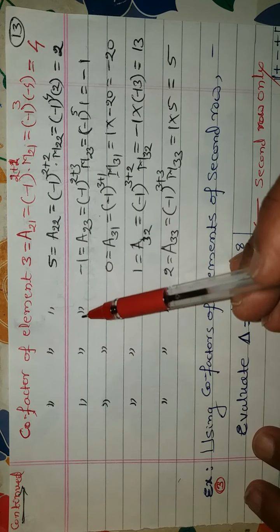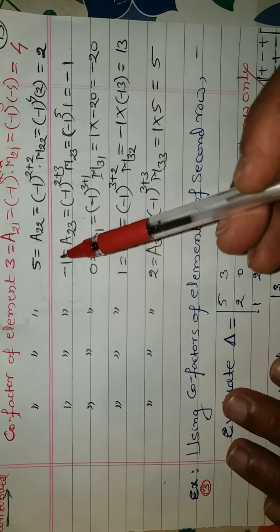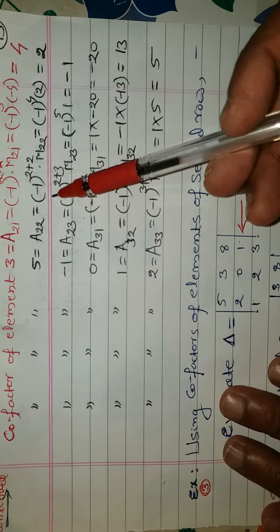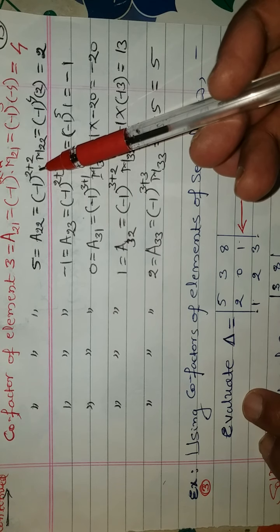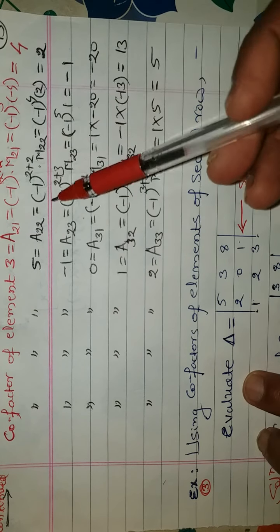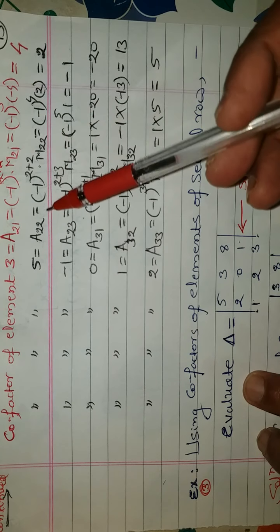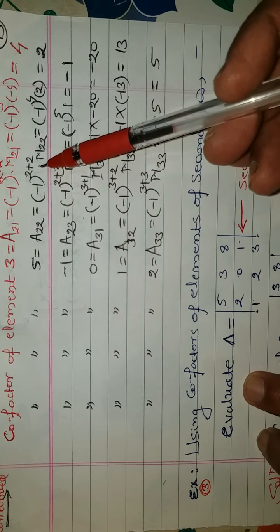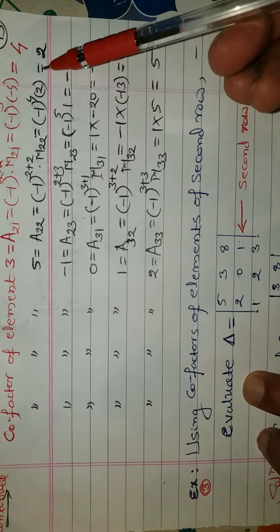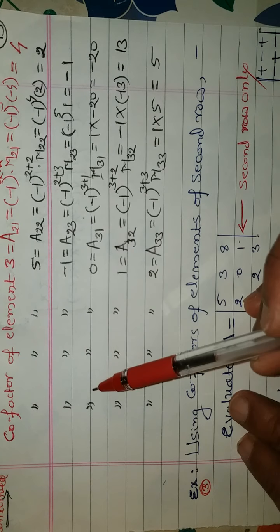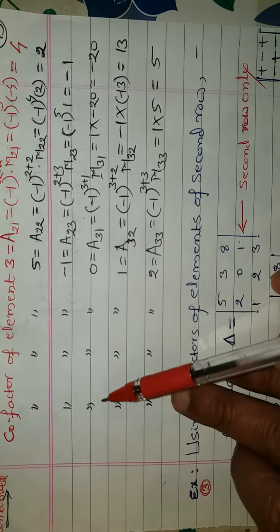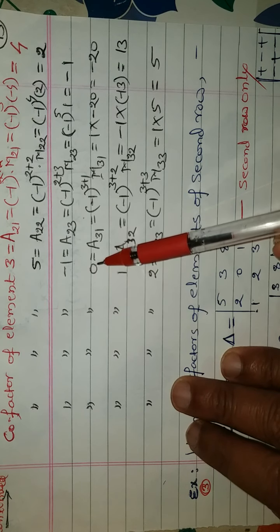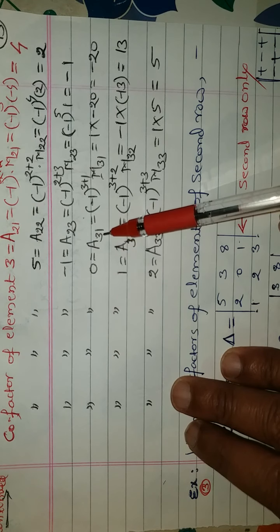Cofactor of the element 5, that is in the A22 position. Hence A22 equals minus 1 to the power of 2 plus 2 into M22, because M22 is the minor of the A22 element. Then 5 lies in the second row, second column, hence 2 plus 2, which gives the value of 2. Similarly, the cofactor of the element 0, which lies in the A31 position, is denoted by capital A31.